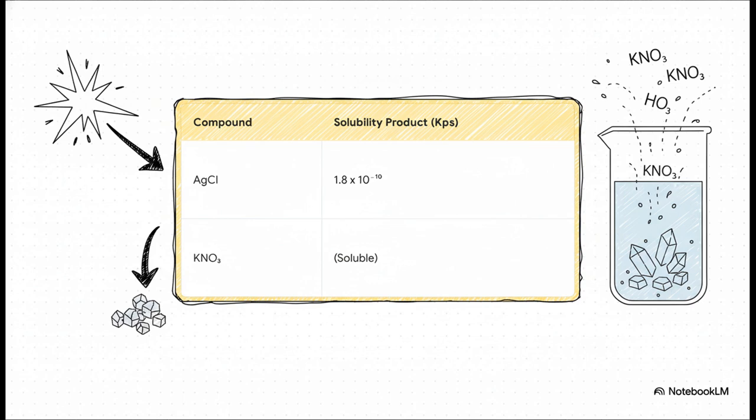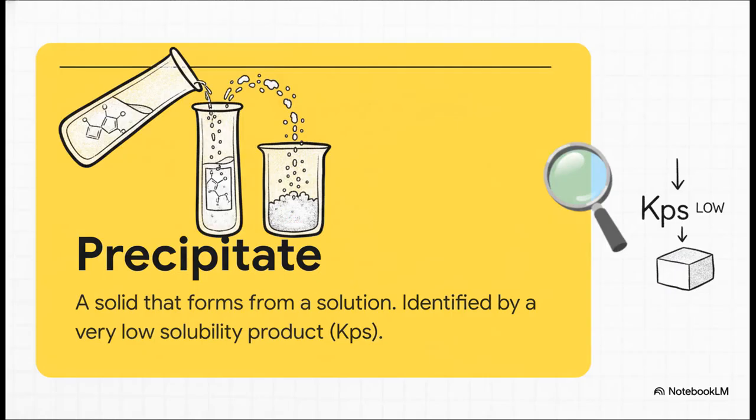1.8 times 10 to the negative 10th power. An unbelievably small number like that is a dead giveaway that it is extremely insoluble. And boom, that's our answer. The substance with that super low solubility score is our precipitate. In this case, it's the silver chloride.